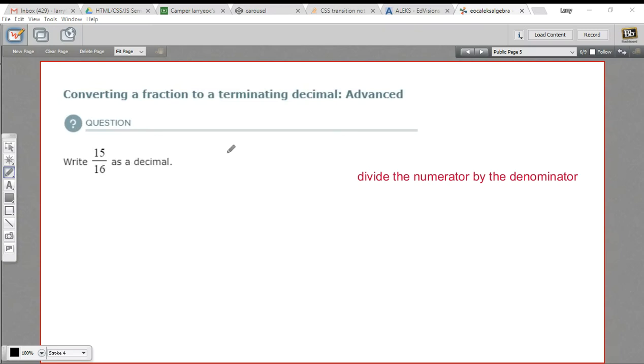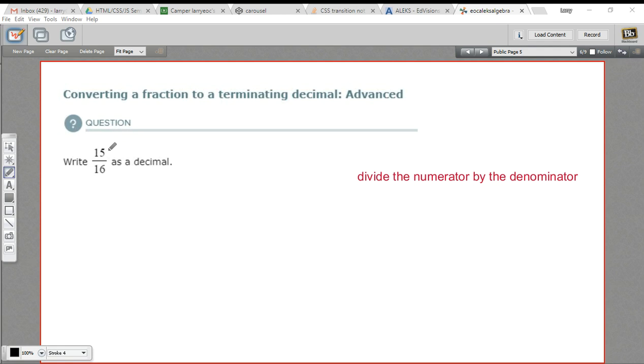In this problem, we are being asked to convert a fraction to a decimal. How do we do that? Well, the simplest thing to do is just go ahead and divide. A fraction is another way of writing a division problem. This is 15 over 16. That's also 15 divided by 16.